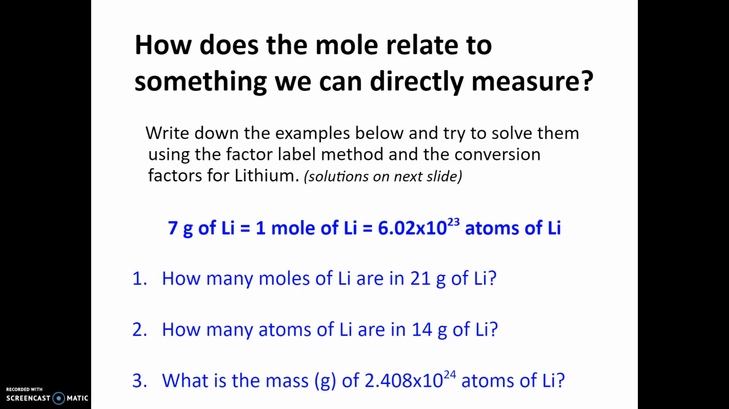measure. And so we have some examples here using the element lithium. So we say 7 grams of lithium, I pulled that from the periodic table, is equal to 1 mole of lithium, which is equal to 6.02 times 10 to the 23rd atoms of lithium. Try using these conversion factors and your factor label skills to get from 21 grams of lithium to moles of lithium. And number 2, take 14 grams of lithium to atoms of lithium. And in number 3, find the mass of the atoms of lithium.